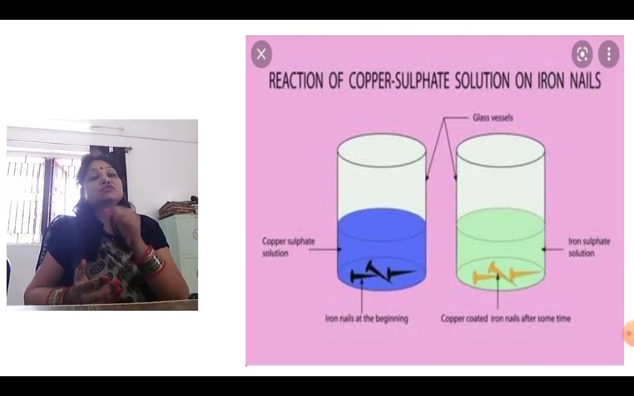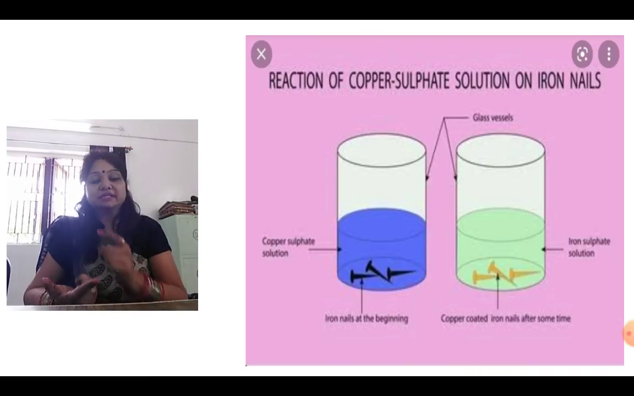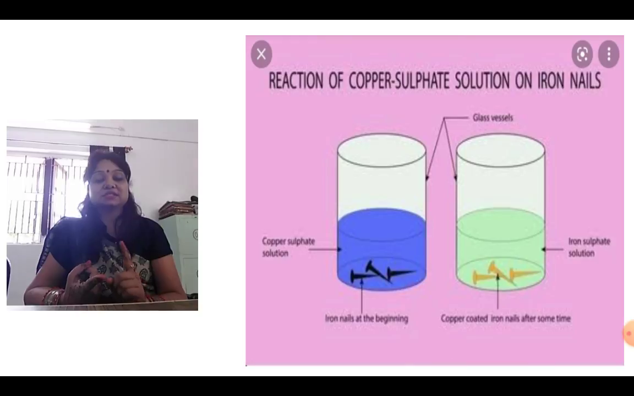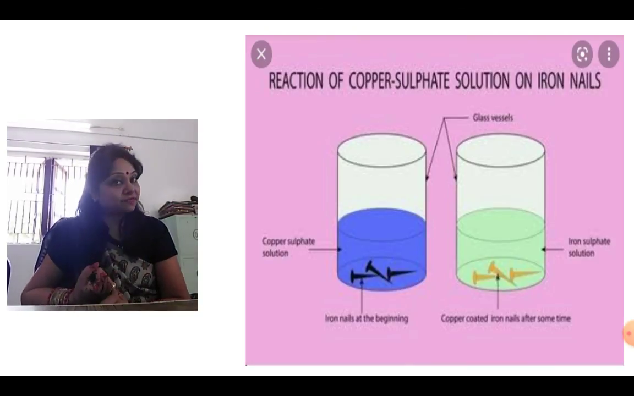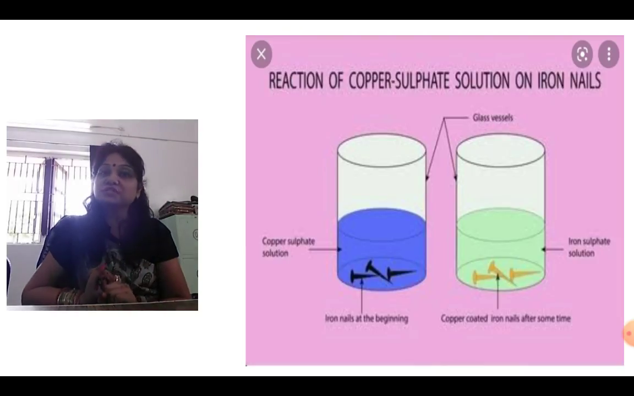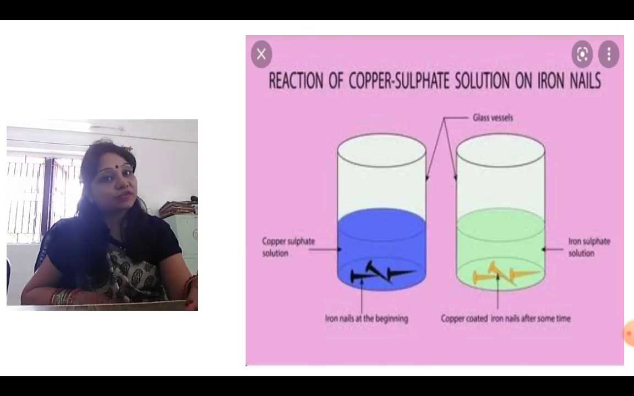Okay students, now just go through these topics in your book, that is rusting as well as the reaction of copper sulfate on iron nails. Go through that activity also, write the observations yourselves in the book and complete the notebook work too.